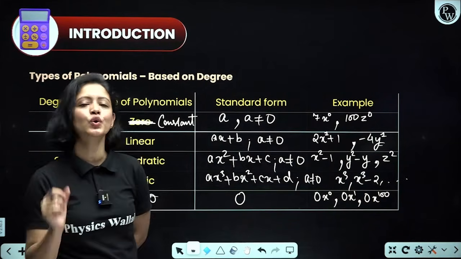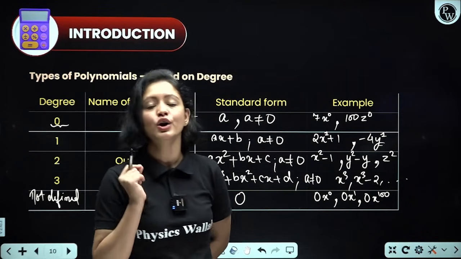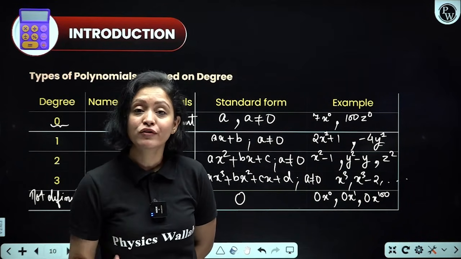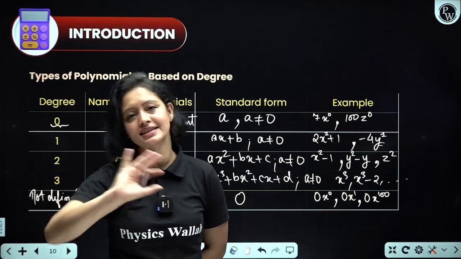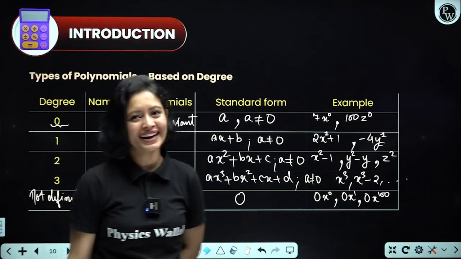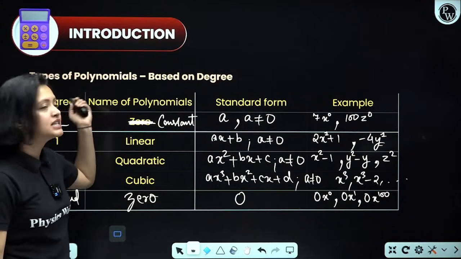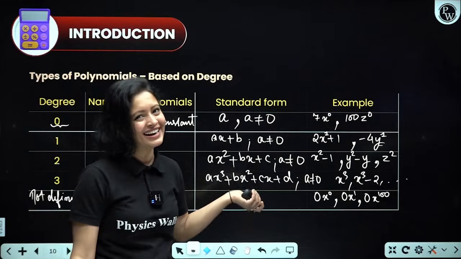That's it. You do not have to be concerned about the number of terms. Do not get confused with the number of terms. Only see the degree. That's all that matters. Got it? So yes, these are certain types of polynomials based on degrees.